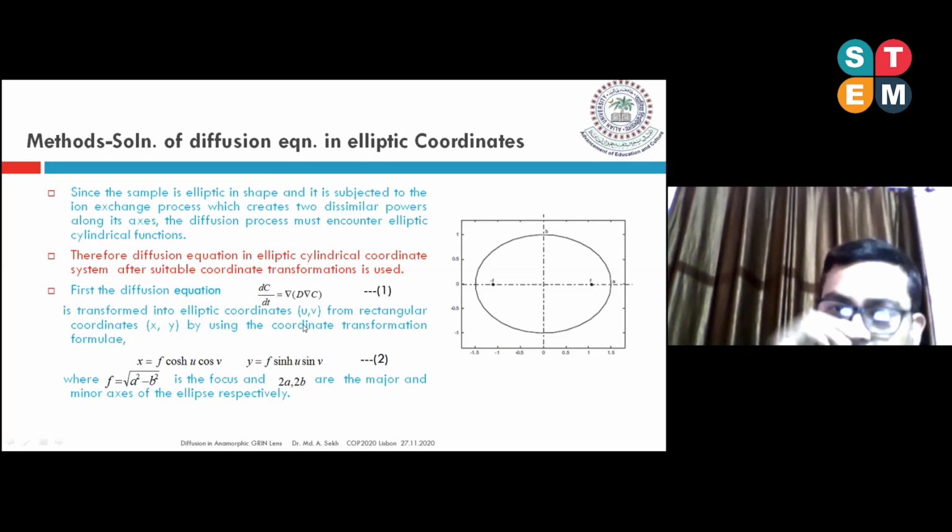diffusion coefficient. So when it is converted to a rectangular coordinate system with xy coordinates, and we have actually taken 3 by 2 or 6 by 4 diameter by length size, the corresponding coordinate transformation will be x and y like this, where f is the focal length, and u and v are the two coordinates in the elliptical geometry, and these are interrelated. So here f will be here and 2a is the major and minor axis.